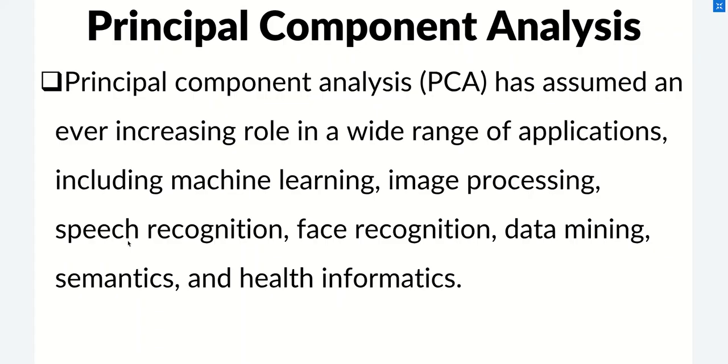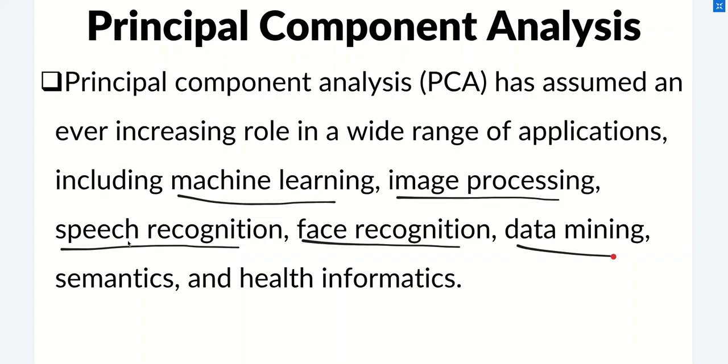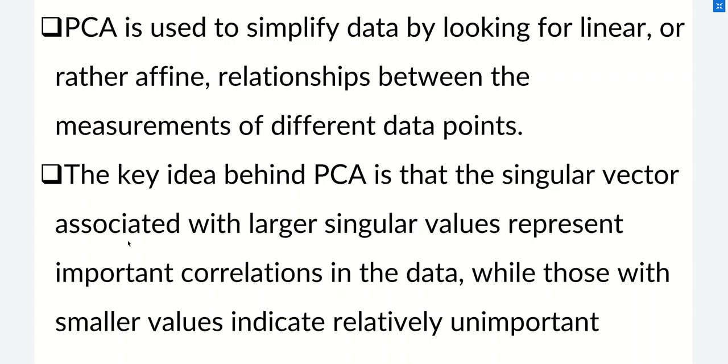So PCA has assumed an increasing role in a wide range of applications, including machine learning, image compression or image processing, used to compress images, speech recognition, face recognition, data mining, semantics, and informatics. You see the role. So we are seeing its role in various domains. All right. So PCA is used to what?